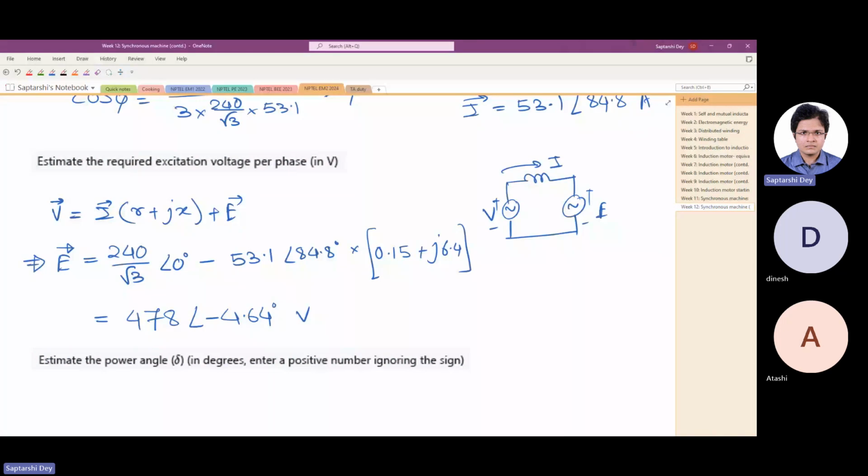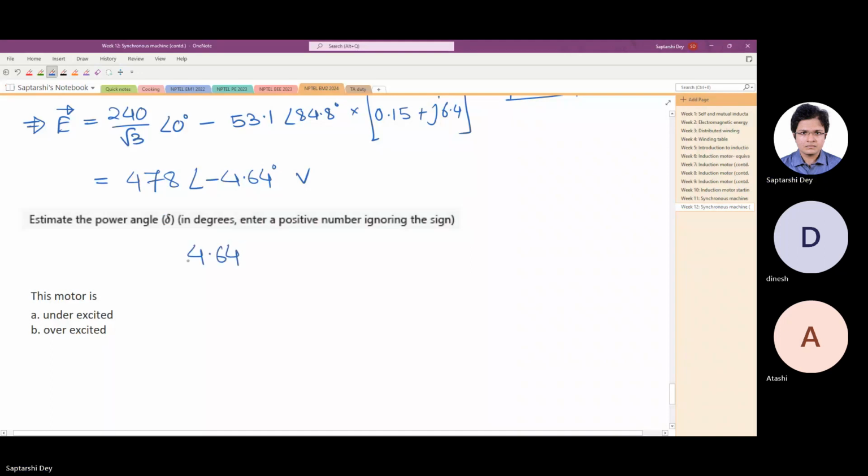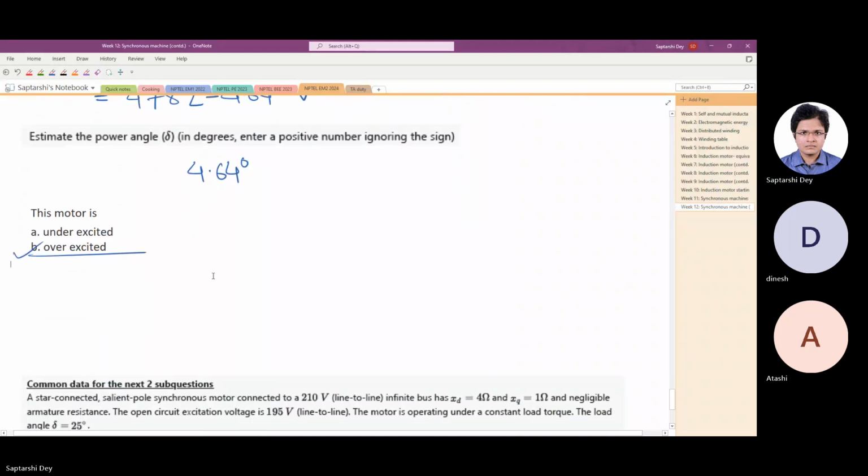Estimate the power angle delta. So the angle between E and V is 4.64 degree. The motor is overexcited.